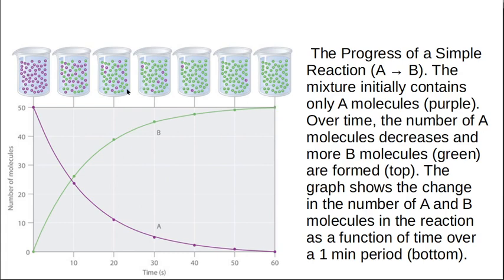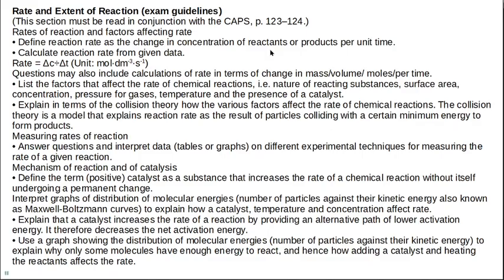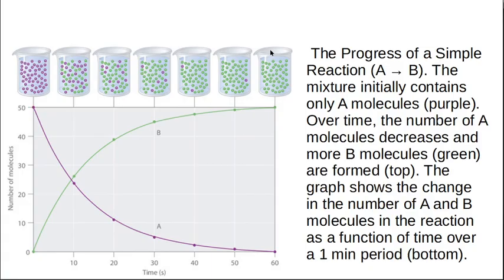Okay, so this is a very nice picture to show you how this graph is derived. So if we go from purple reactants to green products, the reactant concentration drops until there's no reactants left, and the product concentration rises until the reaction has come to completion.